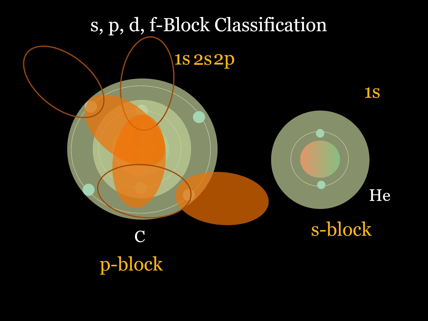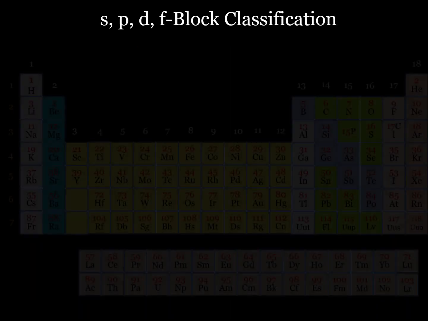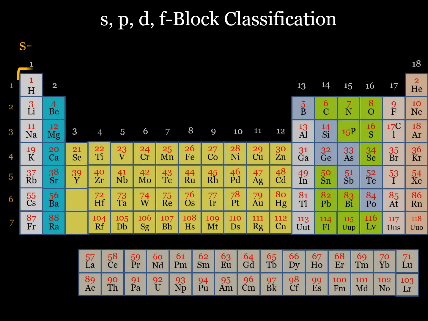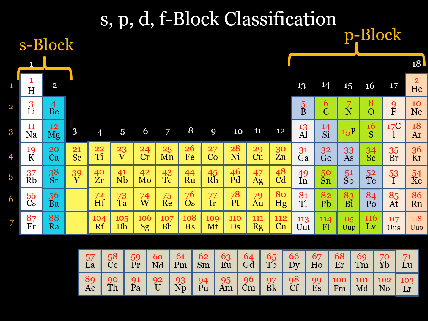Carbon's outermost electrons reside in S and P orbitals, but P is a higher orbital, thus carbon is a P block element. The same idea applies to D and F block elements. The block classification of elements is shown by simply labeling the groups and selection of periods in the table as shown here.